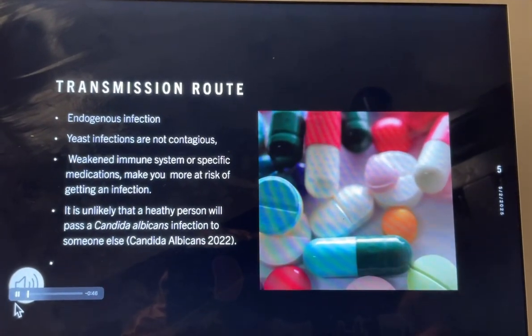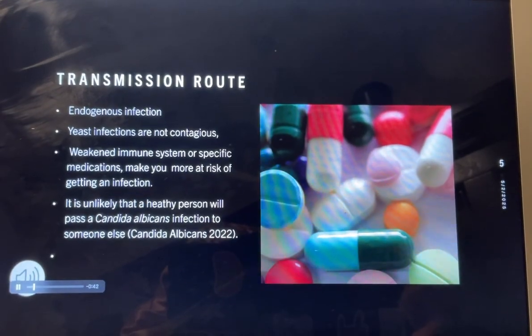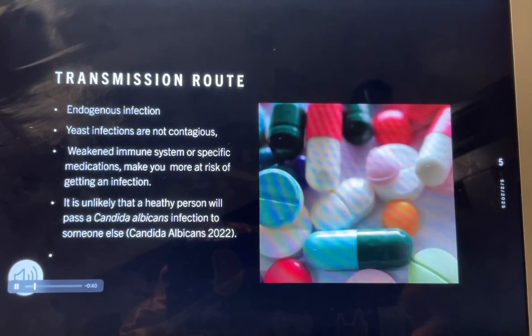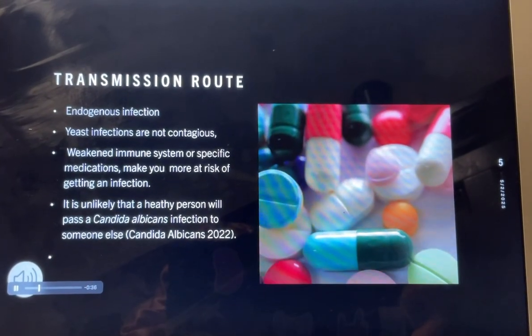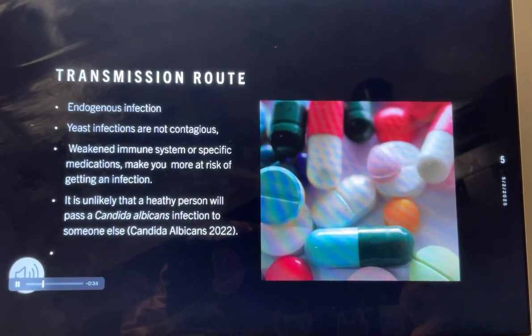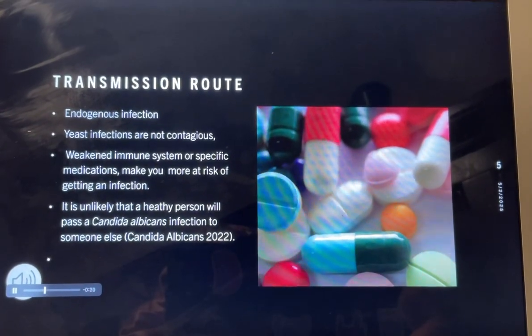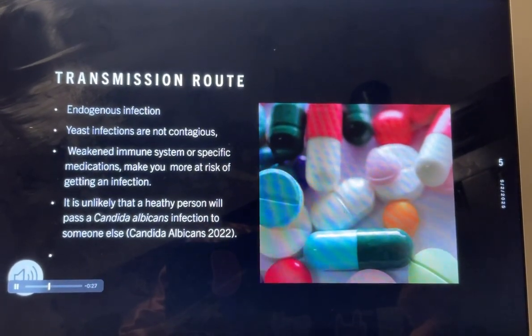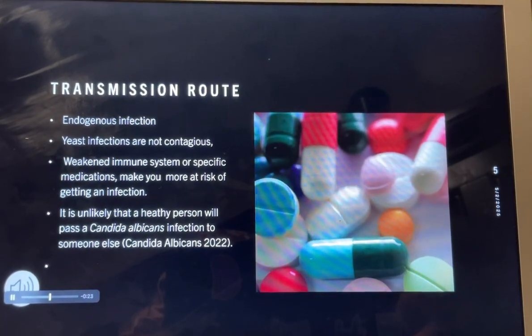This particular species, Candida, causes an endogenous infection. And what does that mean? Endo is a prefix that means inside or within. An endogenous infection starts when a microorganism is already present in the body, like part of the normal flora, and it causes infection. Yeast infections are not contagious. Yeast infections are caused by the overgrowth of normal flora that is present in your body.